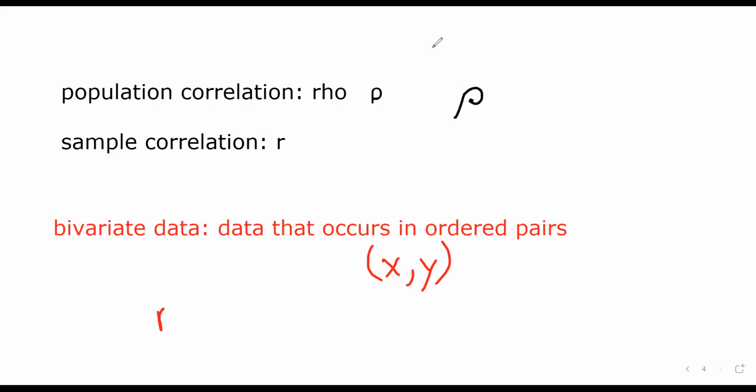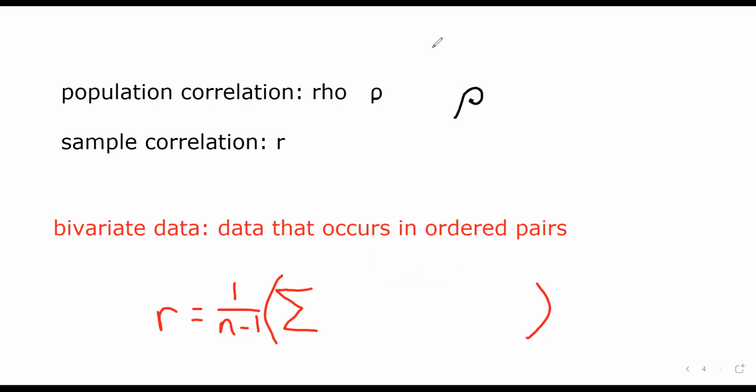The formula for sample correlation is a sum, but that sum has a fraction in front, 1 over n minus 1. It's the same degrees of freedom issue as we saw for the standard deviation. Instead of little n, it's n minus 1. But what's inside the sum is a product of two fractions.